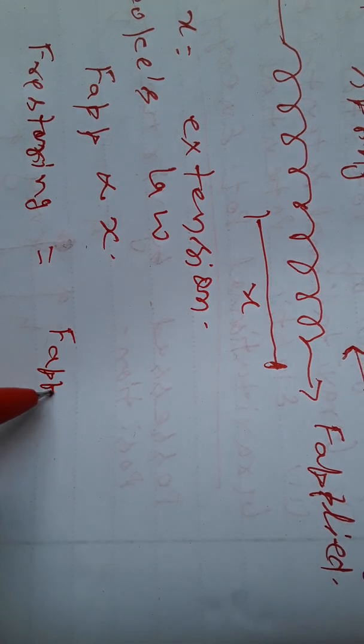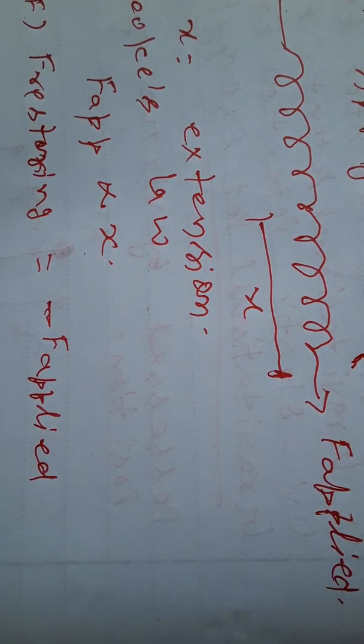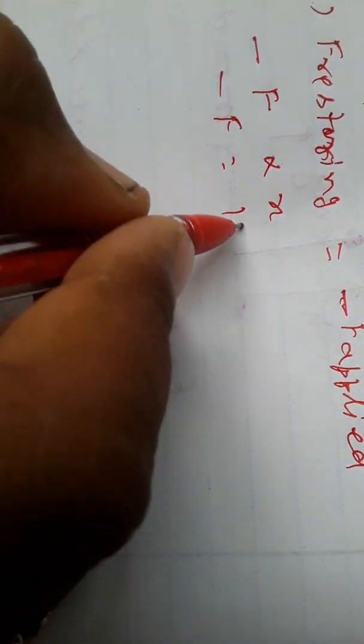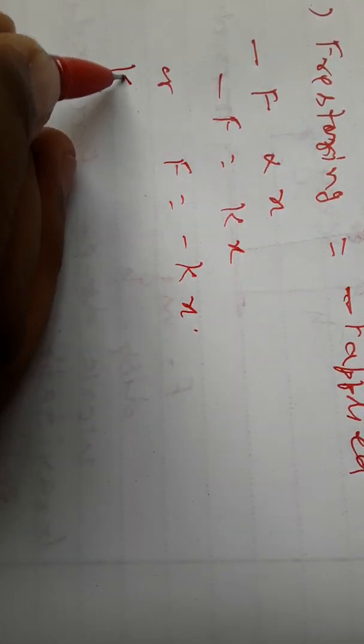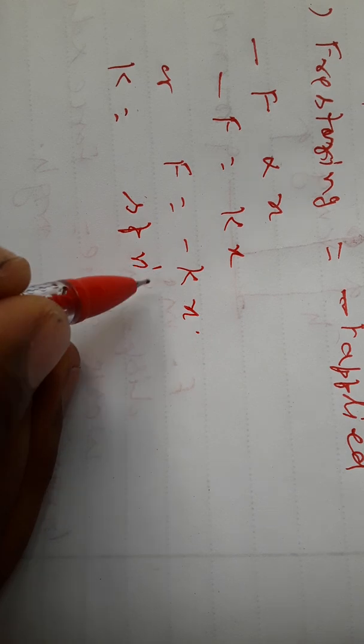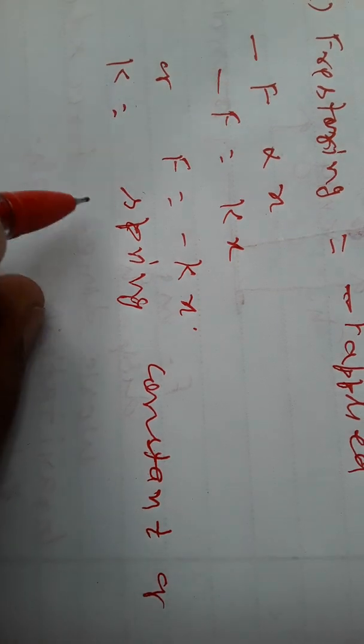And now we can say that restoring force is equal to applied force, but direction is opposite. So we can write here this restoring force, F proportional to minus x, or we can write minus F is equal to k into x, or F is equal to minus k into x, where this k is spring constant or force constant.